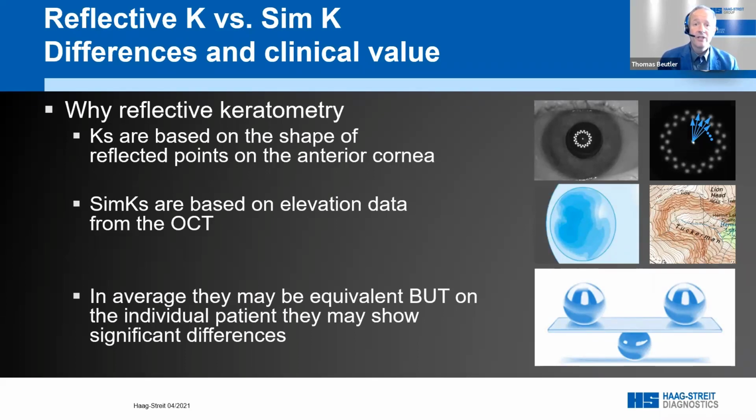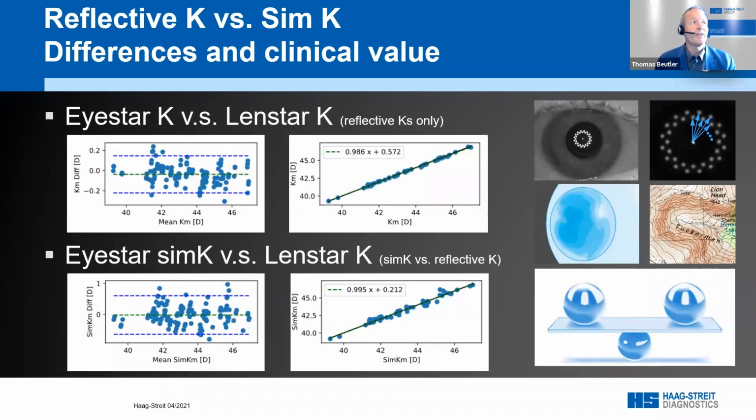But on the individual patients, because they are based on different information bases, they may differ quite a bit. So let's have a quick look, a little bit more detail here. On the left side top, you see the comparison of the Eyestar keratometry to the Lenstar keratometry. Both are reflective keratometries. Both are based on 32 measurement points on a dual zone keratometry measurement. And you can see they match perfectly well.